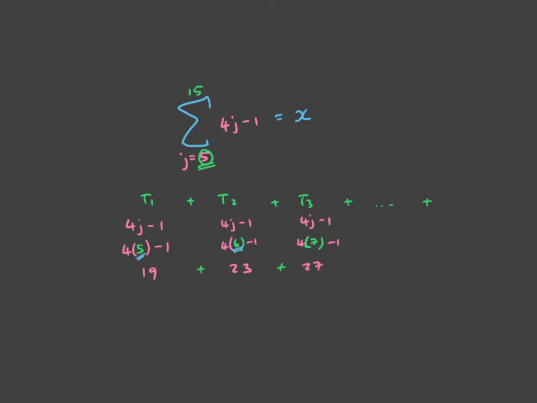27. And so we keep on going until we've reached the top counter. Okay, but how many terms are there? If you start at 5 and you go up to 15, how many terms are there? You can count on your fingers: 5, 6, 7, 8, 9, 10, 11, 12. How many terms are there?